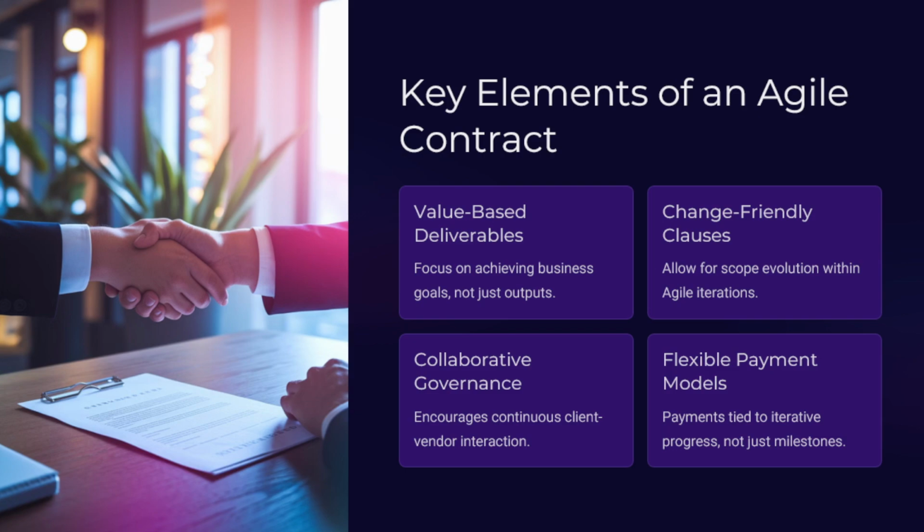So again, the elements that should be in agile contracts include value-based deliverables, where you focus on achieving the business goals, not just the output; change-friendly clauses, which allow for scope evolution within agile iterations; collaborative governance, to encourage continuous client-vendor interaction; and flexible payment models, with payments tied to iterative progress, not just milestones.